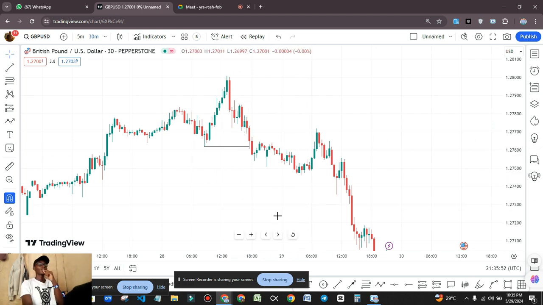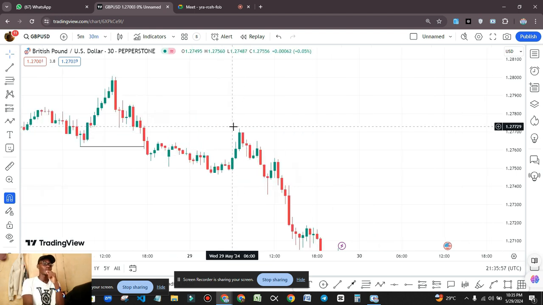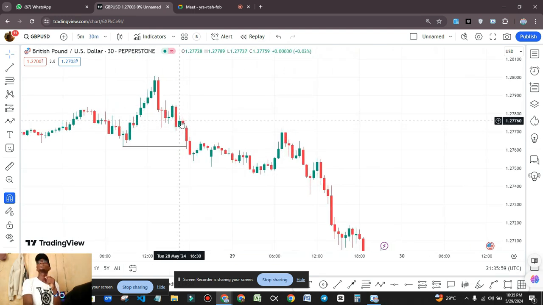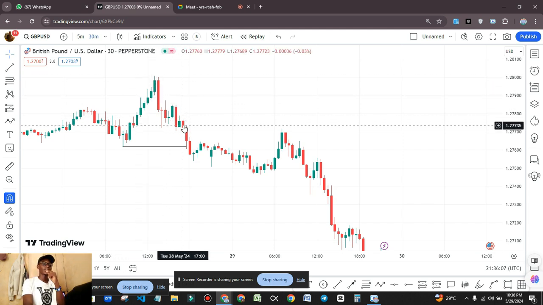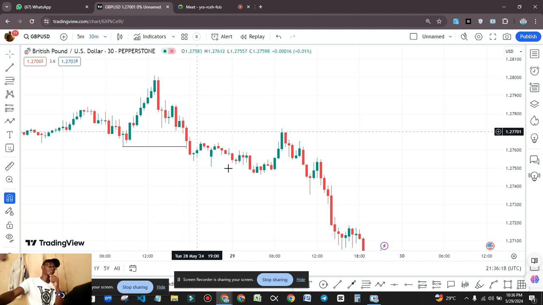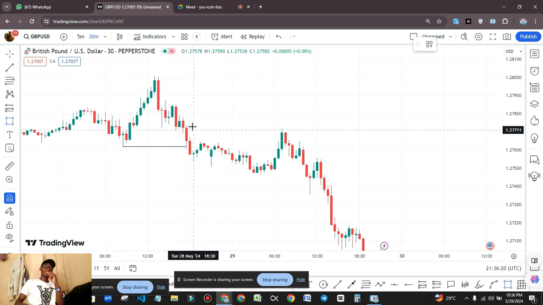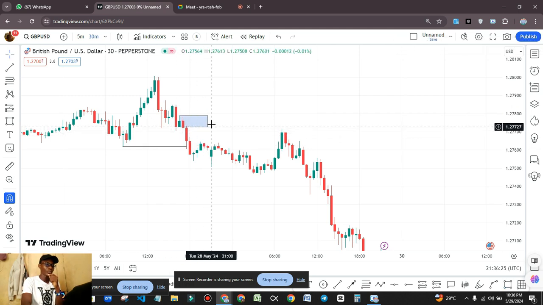Where is it? Is it this one? This is the last bullish candle. Bullish candle means any green candle is bullish. You understand? It does not mean that it must be pointing up. Any green candle is bullish. Any red candle is bearish. Red represents bearish, while green represents bullish. So now this is the last bullish candle.